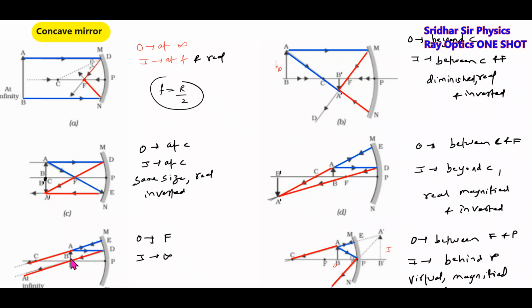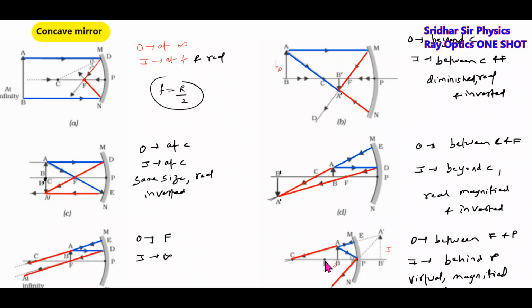Next, if the object is at the focus, the image will be at infinity. First, this ray will be incident. After reflection, it will pass through the focus. The other ray will retrace the path. Both the rays will become parallel. The image will be at infinity.